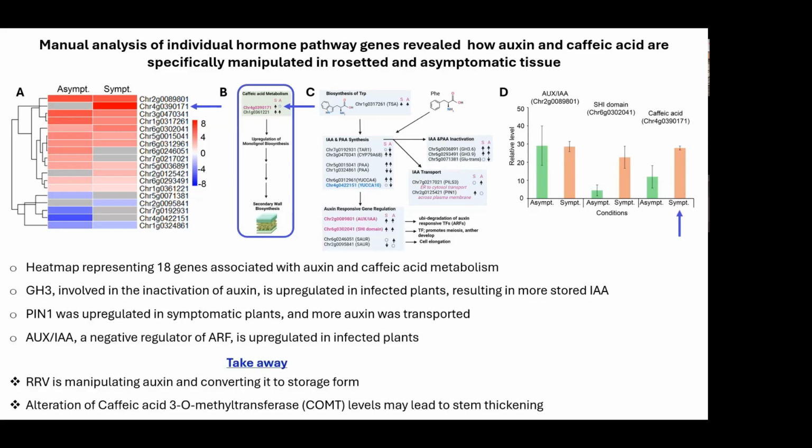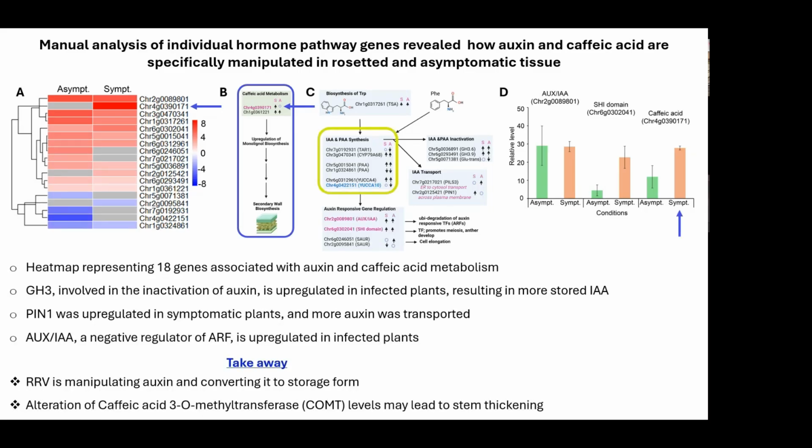So when we measured the level of caffeic acid in the qPCR, we found the levels of caffeic acid are higher in symptomatic compared to asymptomatic. And this qPCR confirmed our transcriptome data, what we are seeing in the transcriptome data.